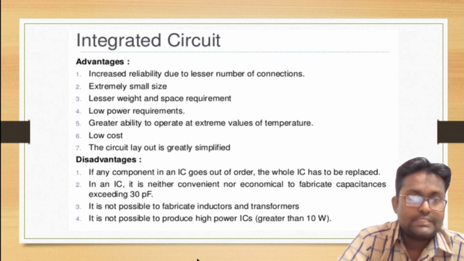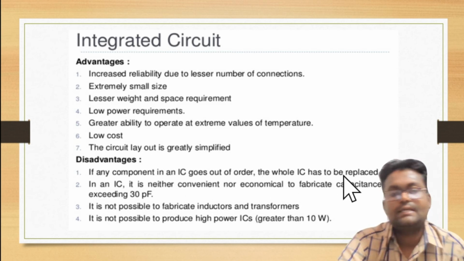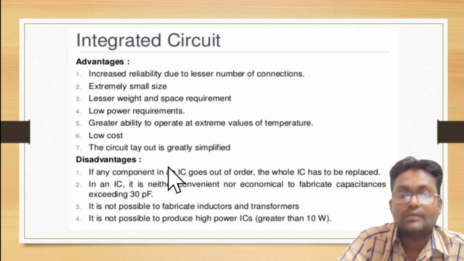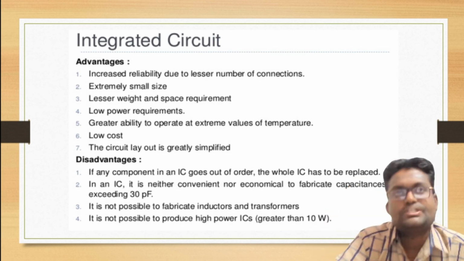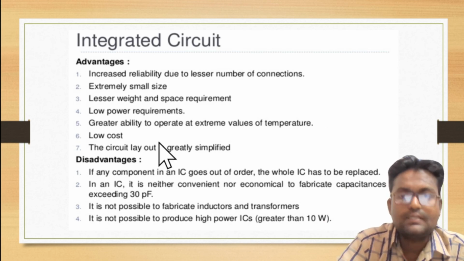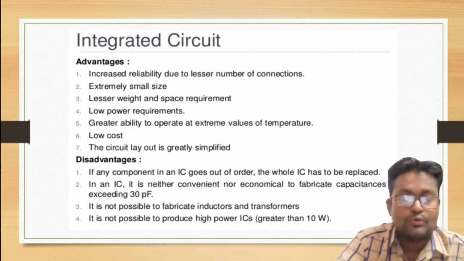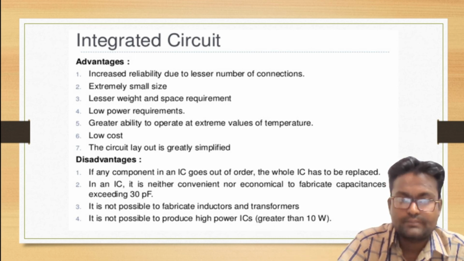But along with these advantages, some disadvantages also exist. If any component of the IC goes out of order, then the whole IC has to be replaced, because we cannot change the internal connection of an IC. If we are not able to change the internal connection of an integrated circuit, that type is known as a fixed IC. And if we can vary the internal connection by using programming, then that integrated circuit is known as a variable integrated circuit.